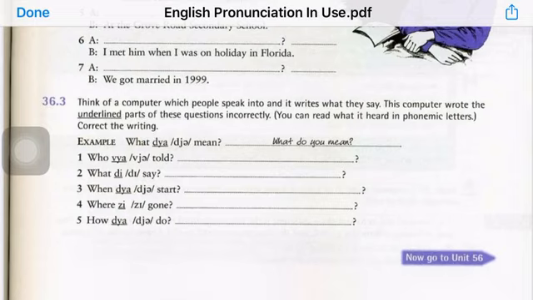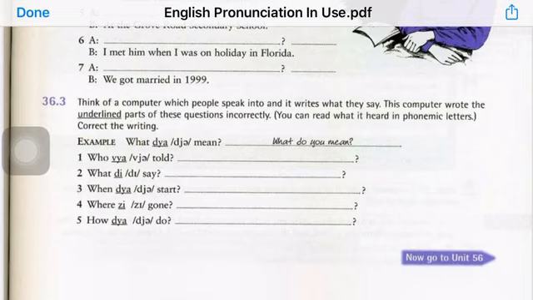Now this sentence is number two. What did he say? Did and he were combined together to become dee. Number three, when do you start? Composed of do you start, but because both of them are weak, they were combined into a single syllable, dya.